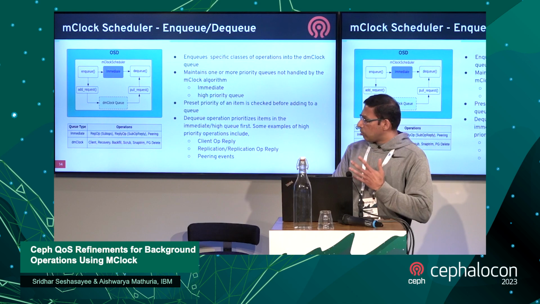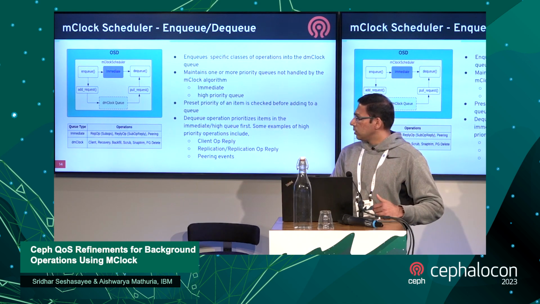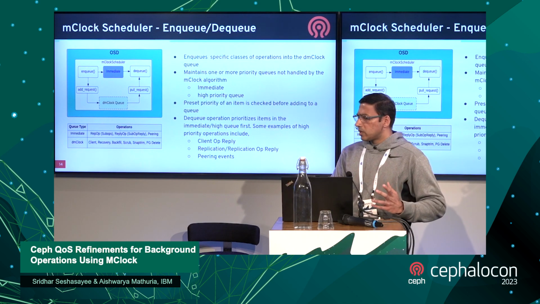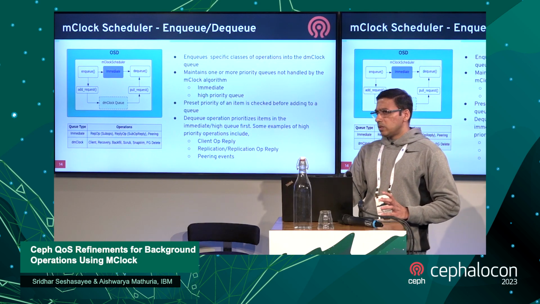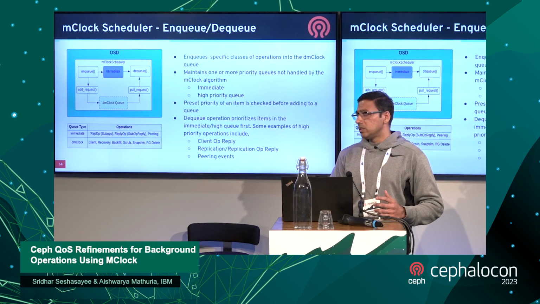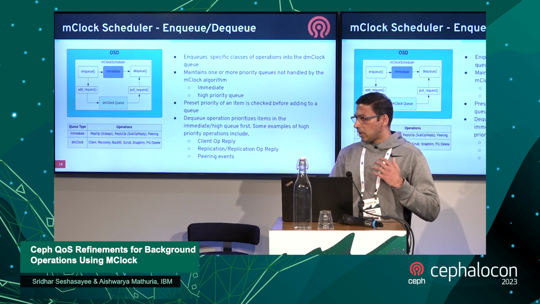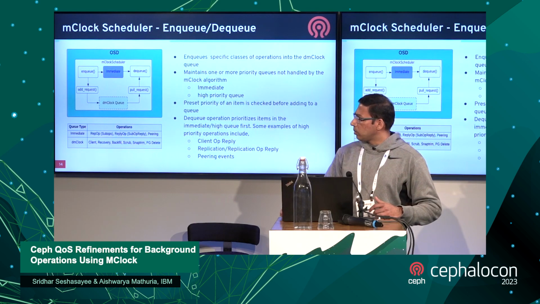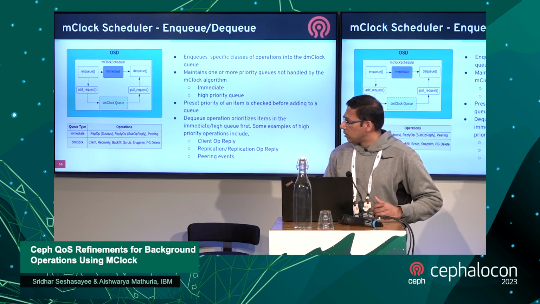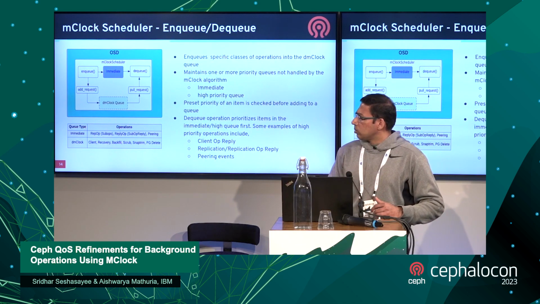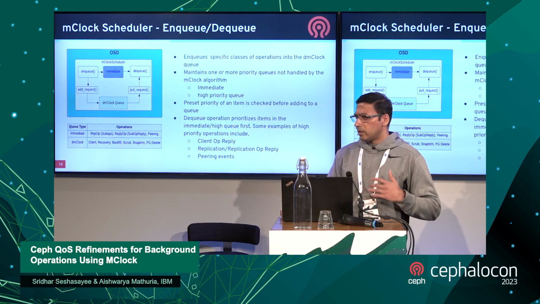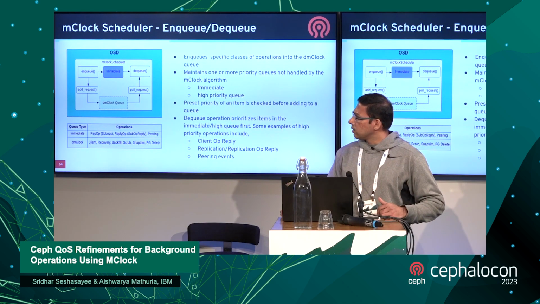And the intent of having the high priority queue is for some other purpose. For example, you could have a PG which is in pre-merge state and which is in backfill wait, for example, and those specific PGs need higher attention when compared to other immediate ops that you see here. So those specific changes are yet to be made, and we hope to make that in the coming days, and then make that available.